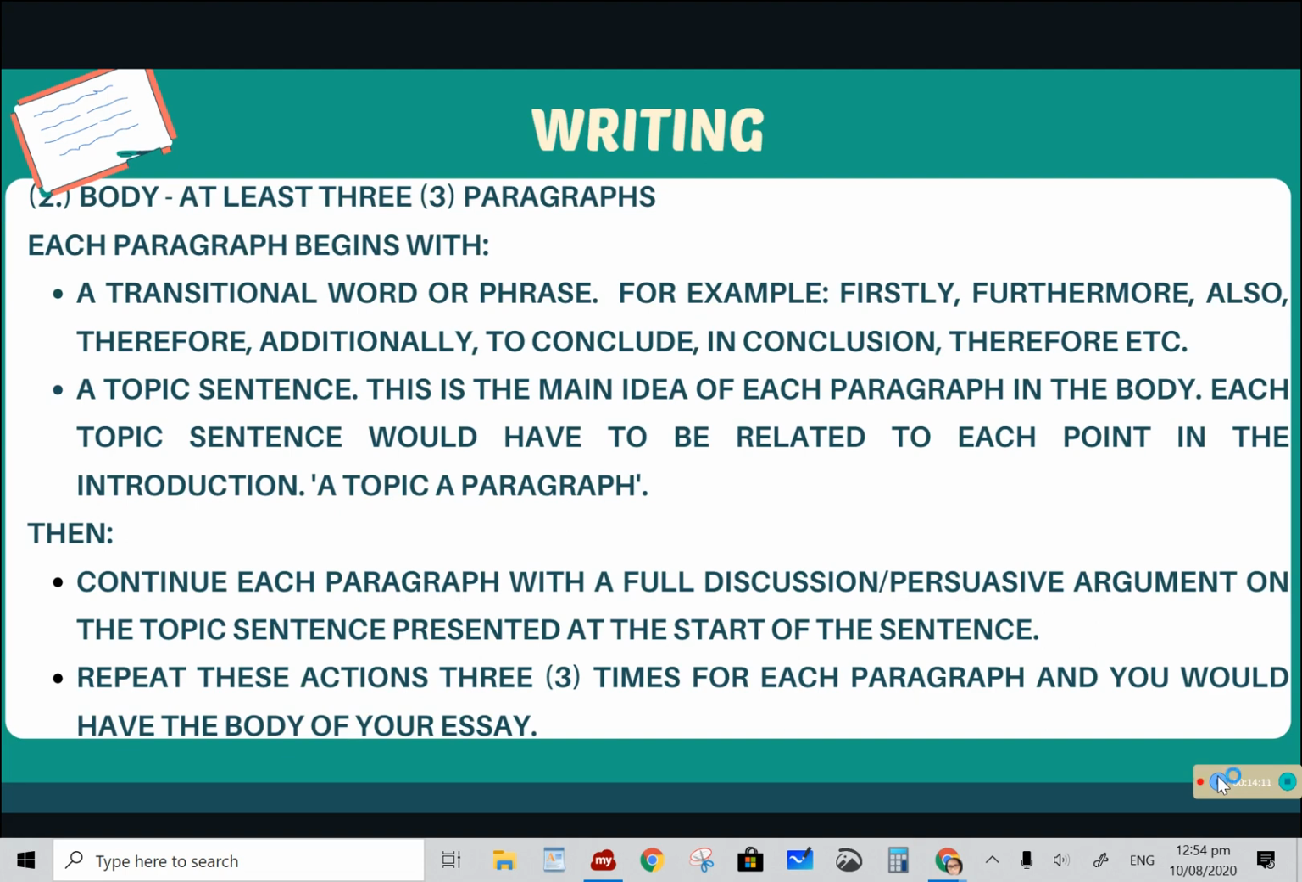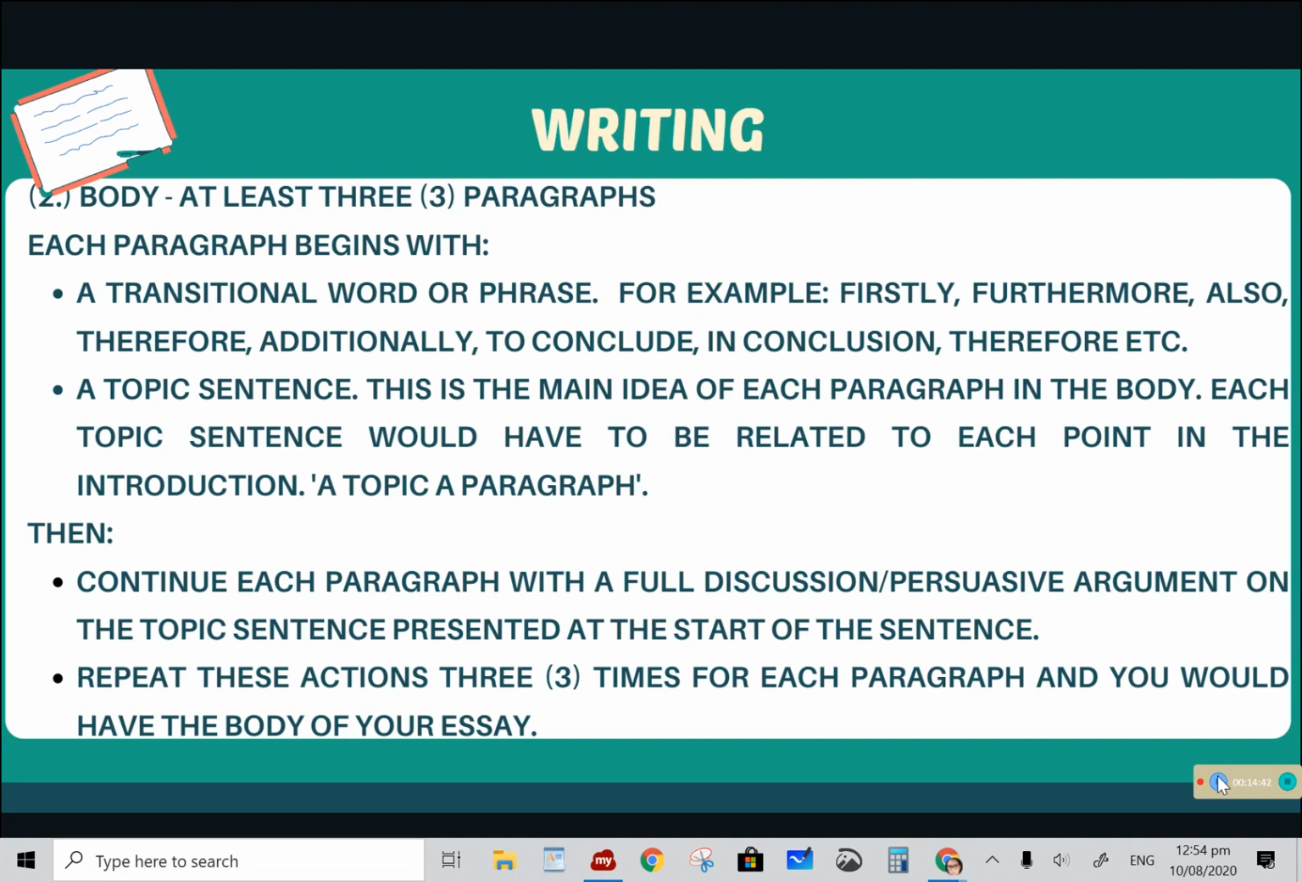So that's the first word you will have for your paragraph. It would be continued with our second point, a topic sentence. This is the main idea of each paragraph in the body. Each topic sentence would have to be related to each point in the introduction. So in other words, a topic, a paragraph. So again, your topic sentence is the main idea of each paragraph in the body.